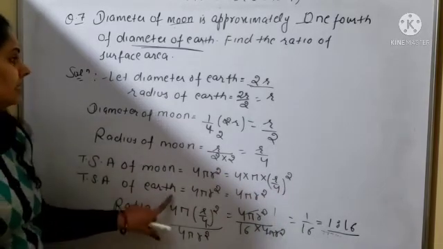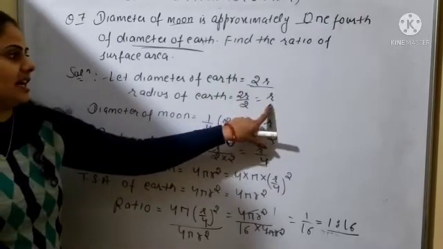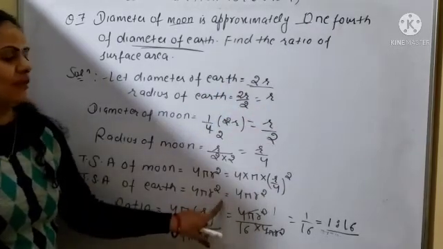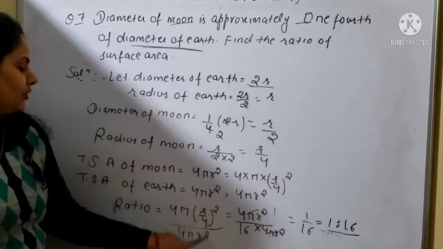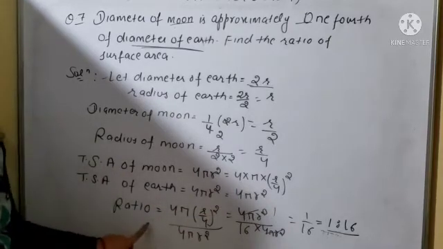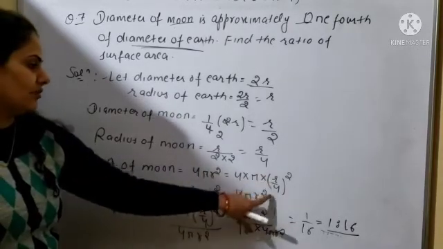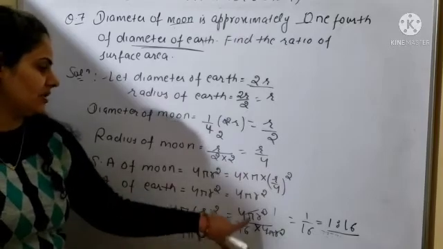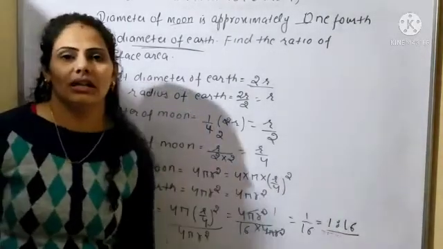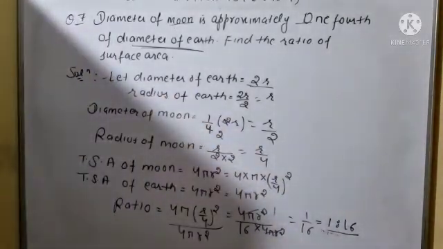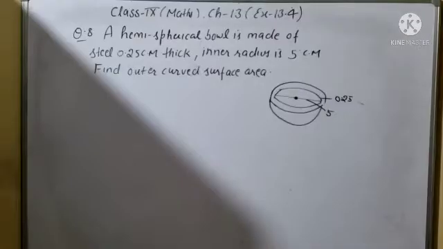Now total surface area of earth. So earth radius is r. So total surface area will be 4 pi r square. Now you have to find out the ratio. So ratio will be 4 pi r upon 4 whole square upon 4 pi r square. So it will be 1 upon 16. So you can write it as 1:16. So this was your question number 7. Let's start our next question.